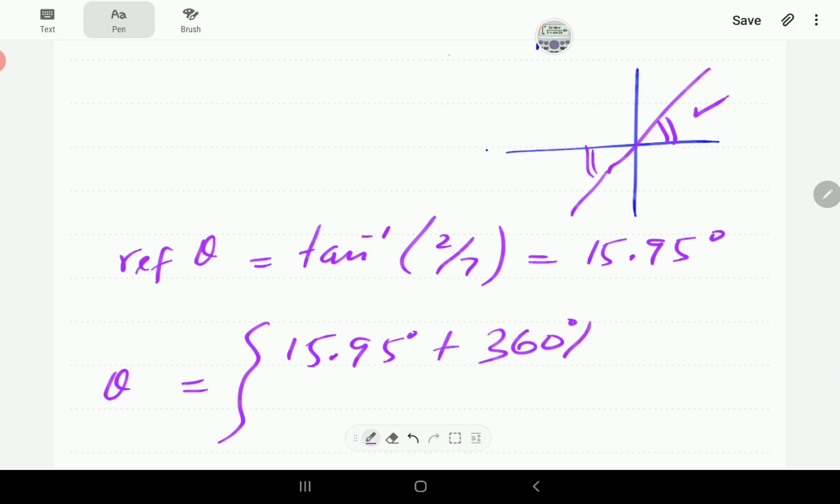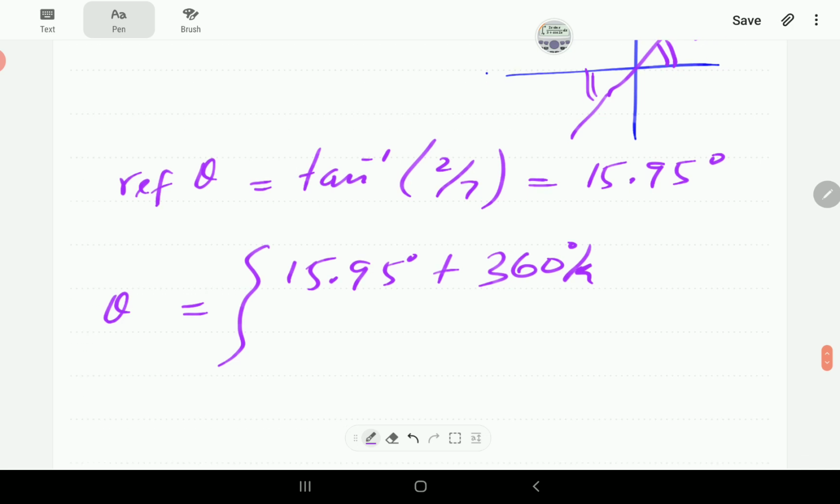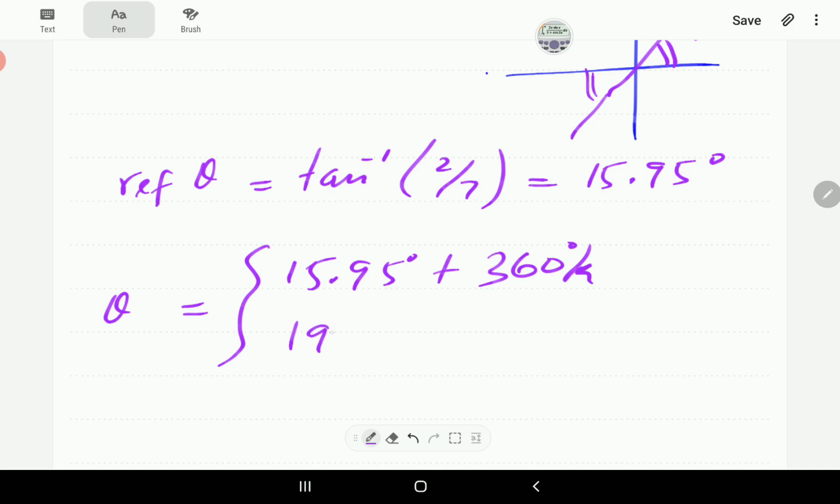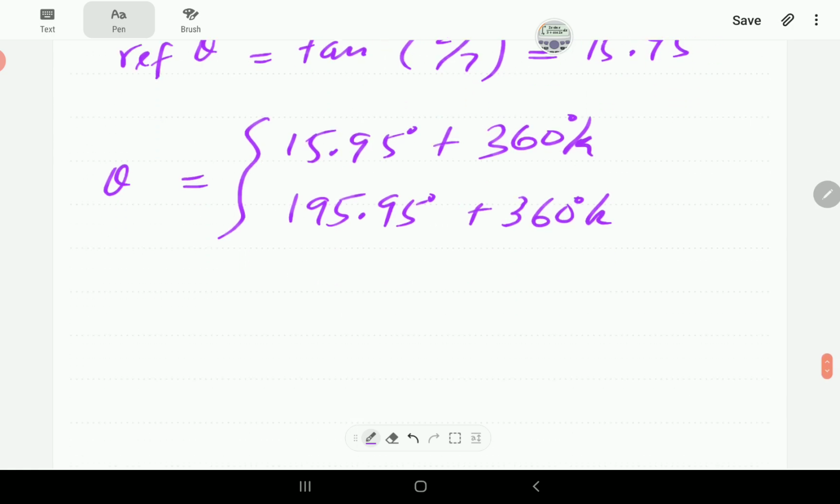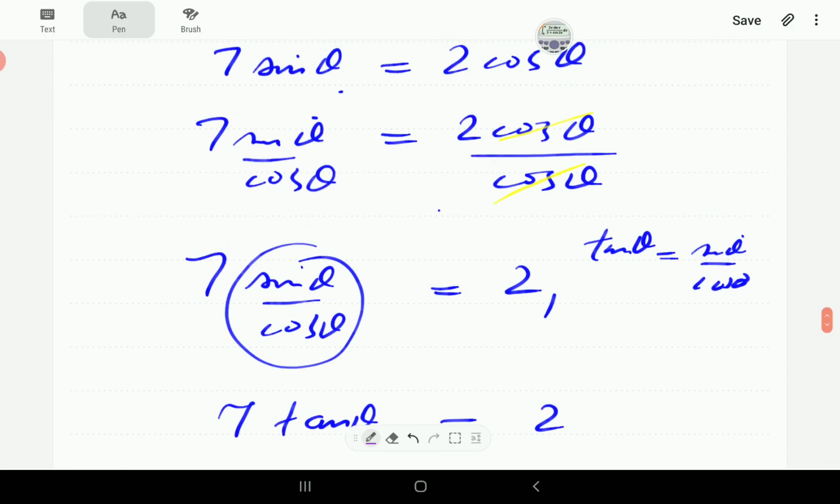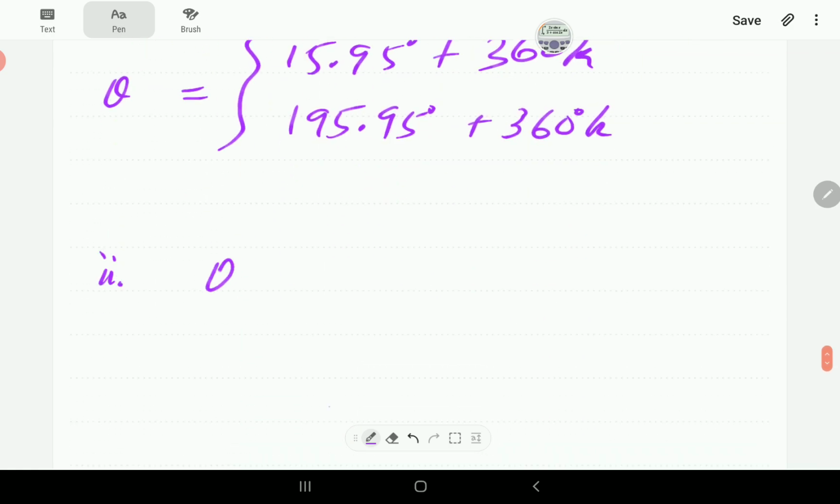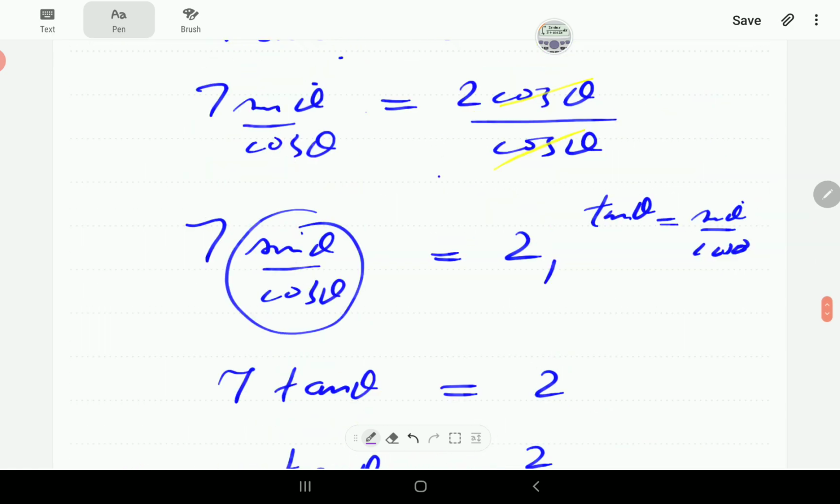and then we add multiples of 360. The one in the third quadrant is going to be that plus 180. So we say plus 180. It's going to be 195.95 degrees. We add multiples of 360 for the general solution. And then for the particular solution, it's just going to be these two values only, 15.95 and 195.95.